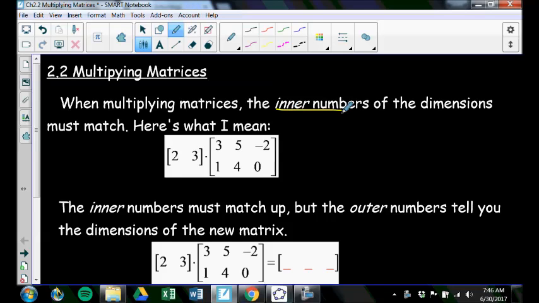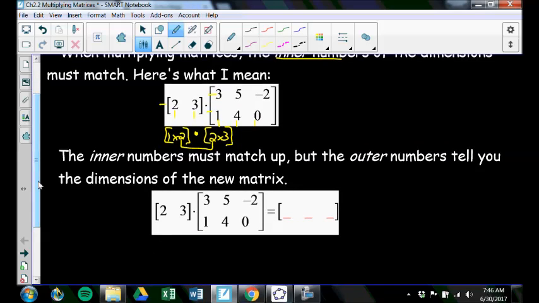Here's what I mean by that. This right now is a 1 by 2 matrix. This is a 2 by 3 matrix. Well, those are the dimensions. We can write the dimension like this. Since the middle numbers are the same, this can multiply. If the inner numbers of the dimensions are the same, you can multiply. If they're not, you can't.